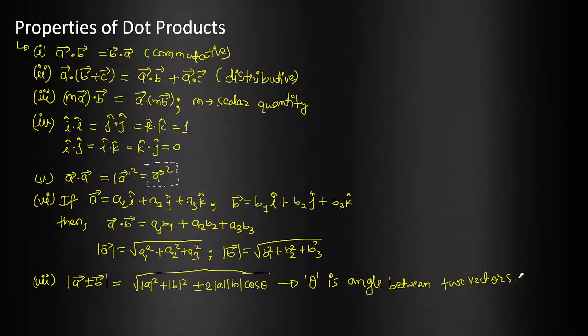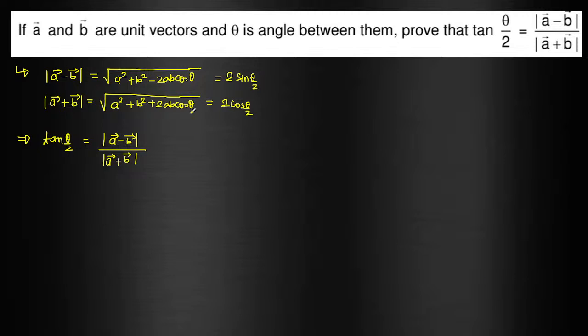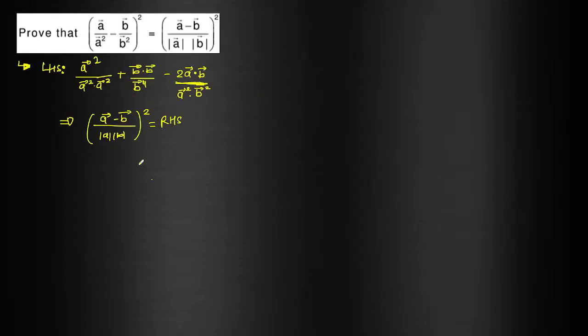Now we will have a few questions on this part. Mod A minus B is root of A square plus B square minus 2AB cos theta. Mod A plus B is root of A square plus B square plus 2AB cos theta. The ratio gives sin theta by 2 over cos theta by 2, so tan theta by 2 is mod A minus B upon mod A plus B. Proved.